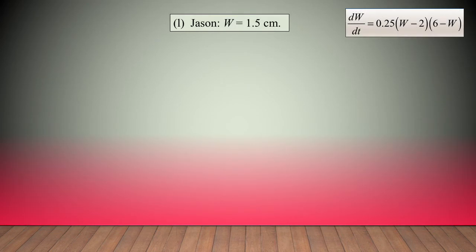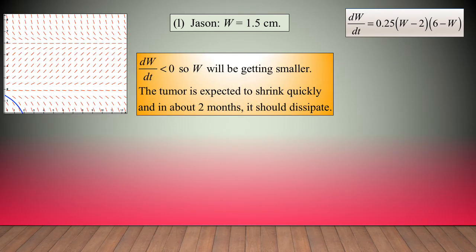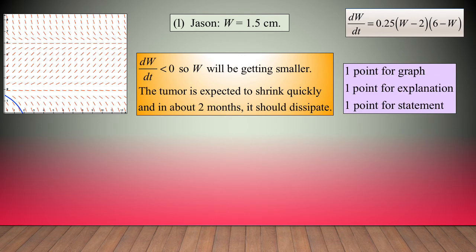Part L refers to Jason, whose initial tumor size is w equals 1.5 centimeters. Our initial dw/dt will be a negative number, so w will be getting smaller, and following the slope field, the tumor is expected to shrink quickly, and in about 2 months it should dissipate. This will be a 3-point problem: 1 point for generating the graph, 1 point for an explanation, and 1 point for the statement.